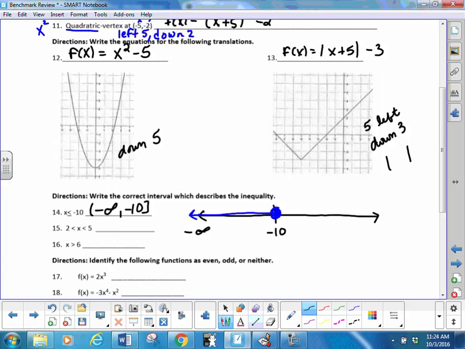I don't think we need a picture for this one. Our graph, we're looking at the numbers from 2 to 5, both parentheses, because there's no line under our inequality. And then x is greater than 6. We're starting at 6 and approaching infinity.